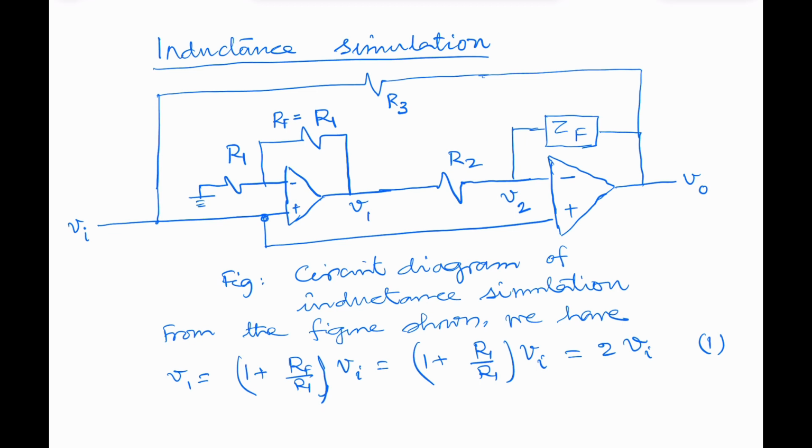Now see that the current that flows through R2, the entire current will flow through ZF without diminishing in magnitude, because the input impedance of the op-amp is very high, theoretically infinite. So practically no current will enter the inverting input of the op-amp, and therefore the entire current that flows through R2 will pass through ZF.